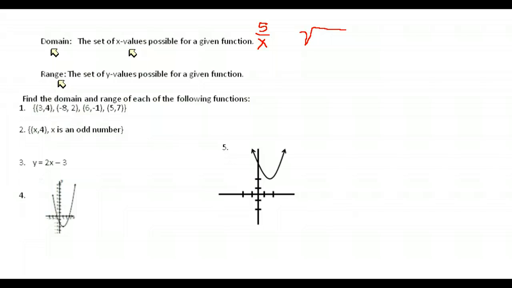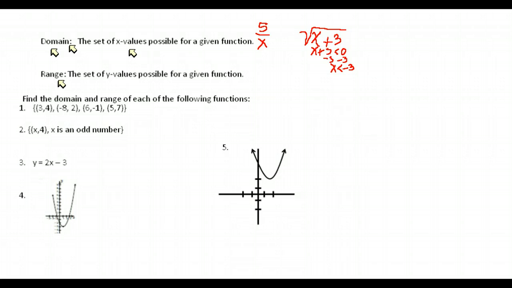The other time you may have a problem with domain with your x's, not a problem, but it will exclude values, is if you have x under a radical. And the reason for that is we cannot evaluate negative square roots. They're not real numbers. So whatever makes the inside of a radical negative is also out of our domain. So for this one, what you would do is you'd say, well, what would make that less than 0? And I would solve that. Anything less than negative 3 is out. So our domain would be anything greater than or equal to negative 3.